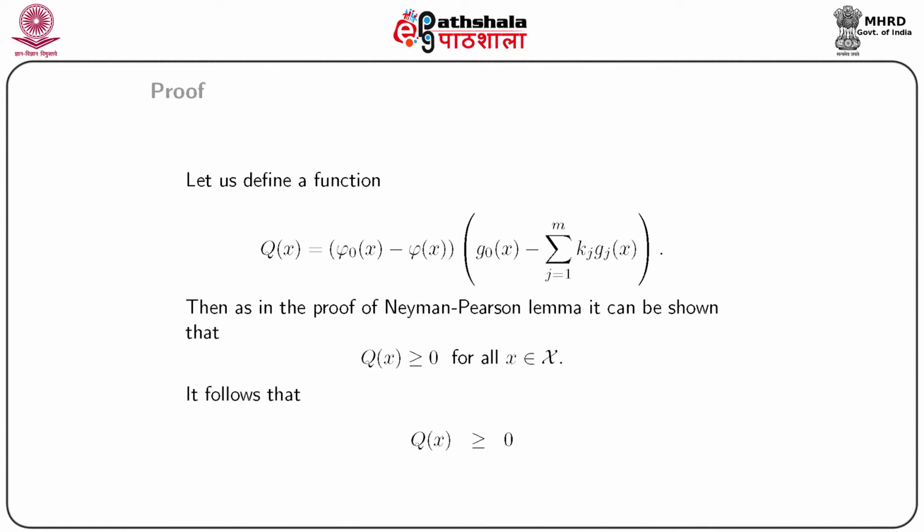Let us consider a proof of the GNP lemma. Let us define a function Q(x) equal to psi naught(x) minus psi(x) times g0(x) minus the summation over j from 1 to m of k_j g_j(x). Then, as in the proof of the Neyman-Pearson lemma, it can be shown that Q(x) is greater than or equal to 0 for all x belonging to script X. It follows that the integral over script X of Q(x) is greater than or equal to 0.